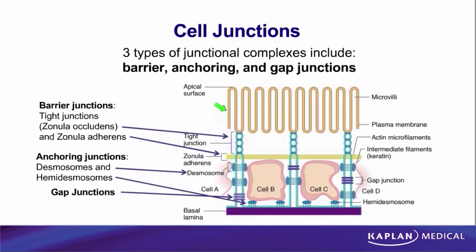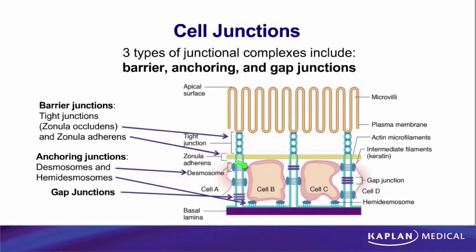Anchoring junctions, as the name implies, anchor or attach cells to other things, either attaching an epithelial cell to another epithelial cell, as is seen here, attaching this cell to this cell, or attaching an epithelial cell to a basement membrane, as is seen here. The anchoring junctions that connect one epithelial cell to another are called desmosomes, where you have a thickening of this epithelial membrane and a thickening on this.